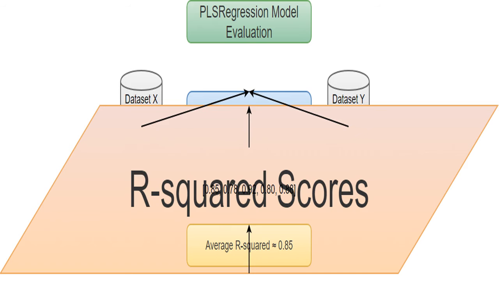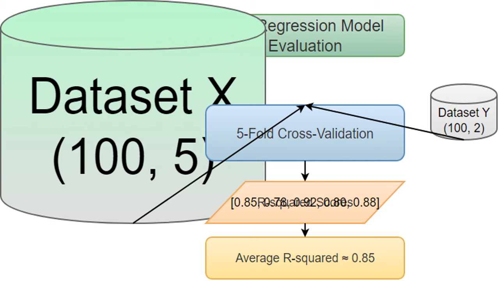I see 5 R-squared scores here, representing the model's performance on each of the 5 folds in the cross-validation. Each number shows how well the model predicted the response variable, Y, on a different portion of the dataset. A higher R-squared value means a better fit. Notice the variation between them. This shows how consistently the model performs across different data subsets. This is a great way to evaluate a model.